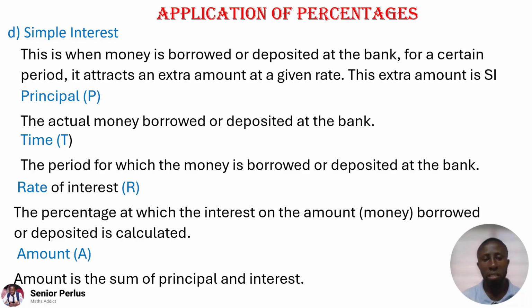So you have to know all these terms. Simple interest, the meaning; the principal, the actual money borrowed; the time, the period; the rate, the percentage at which the interest is charged; and the amount. If you add the principal and the interest, you get the amount.